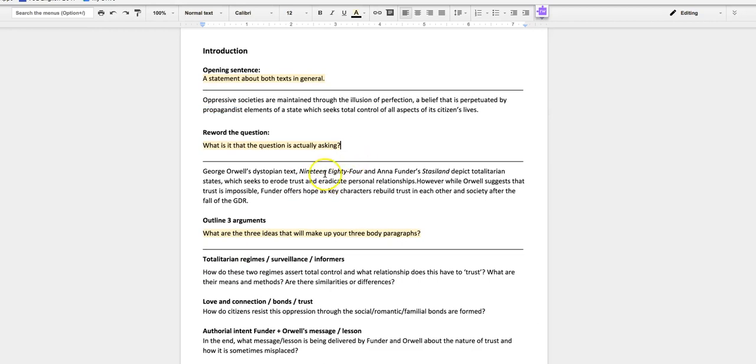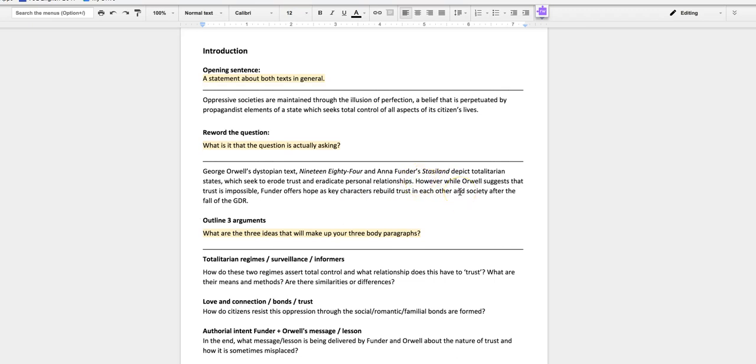So then what we have is we have to reword the question. What are we actually being asked? So using Miss Brooks's intro as a model, I have said both 1984 and Stasiland depict totalitarian states which seek to erode trust. So what are they trying to do? They're trying to erode trust, all right? And eradicate something. Notice my choice of language.